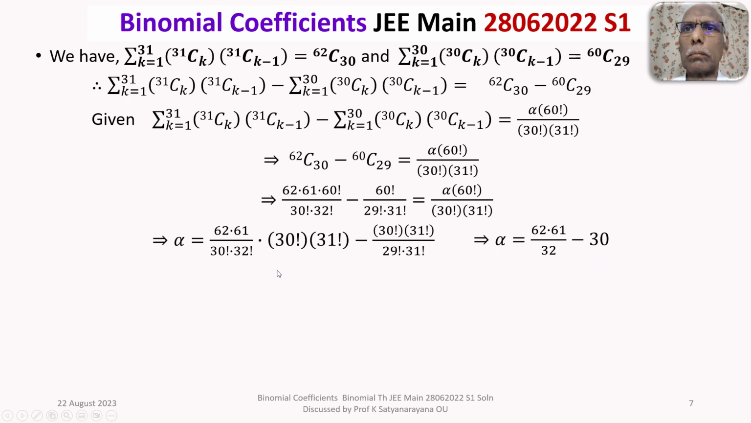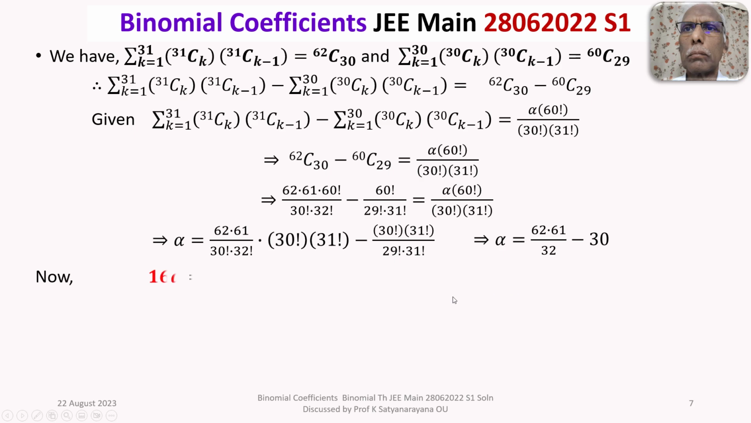You can see very easily. 30 factorial cancels. 32 factorial we have written as 32 into 31 factorial. 31 factorial cancels. So you got 32. So 62 into 61 by 32. Correct. Here 31 factorial cancels. 30 factorial is written as 30 into 29 factorial, 29 factorial cancels, and you get 30.